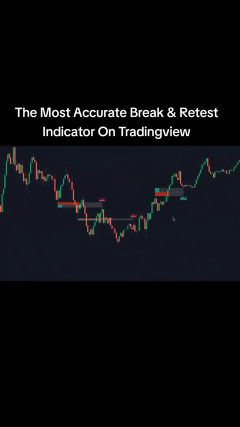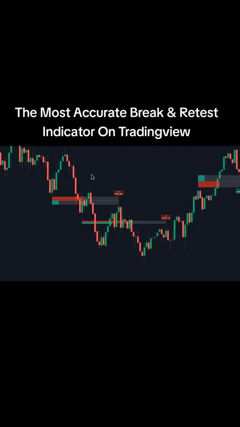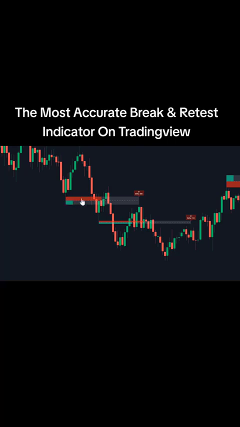First of all, we have support and resistance levels. This is a resistance level. It's printed in alignment with the swing highs or the resistance levels. On the other hand, a support level looks exactly like the resistance level. The only difference being it's going to be printed just under a support level.